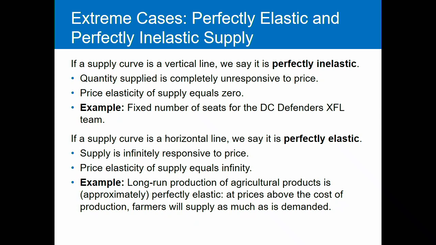So think of this example. In the long run, the production of agricultural goods, whatever crops you want to talk about, is perfectly elastic. If the price rises above the cost of production, so farmers are going to make a profit, they'll grow as much as is demanded. They'll increase the supply to whatever they can in the long run.